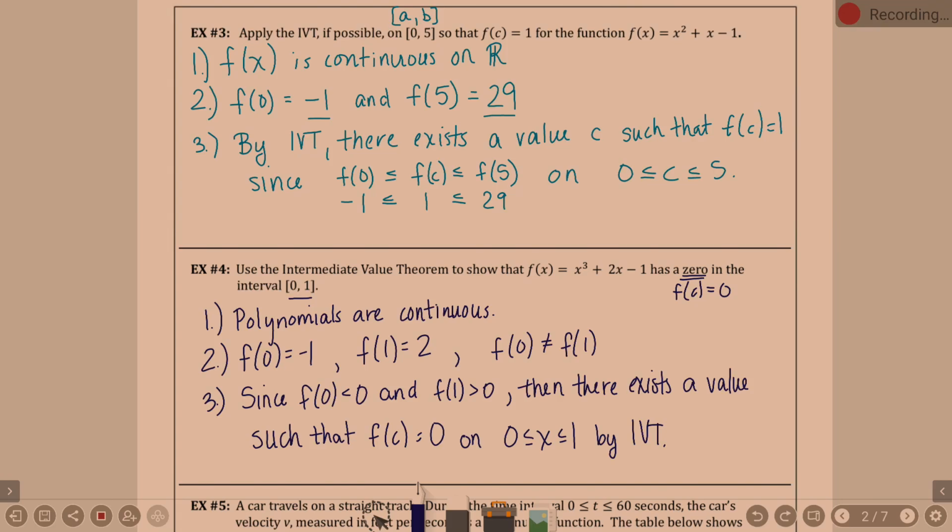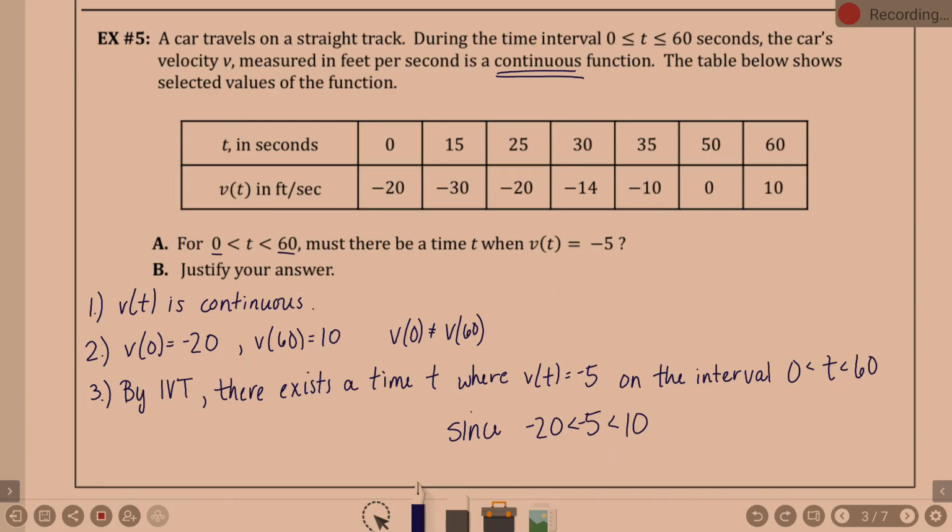So since f of 0 is less than the number in question, 0, and f of 1 is bigger than 0, then there exists a value c such that f of c equals 0 on that interval 0 to 1. That's the fancy speak, right? That's your official AP talk. So you guys can go back through these slides if you need more information after I leave. Does that work? I don't want to take too long here.